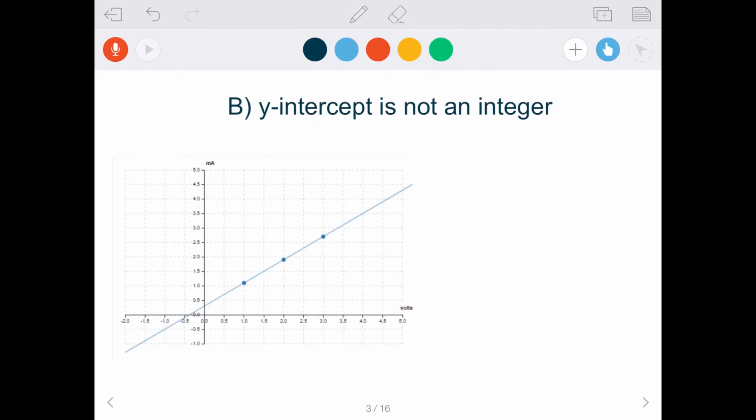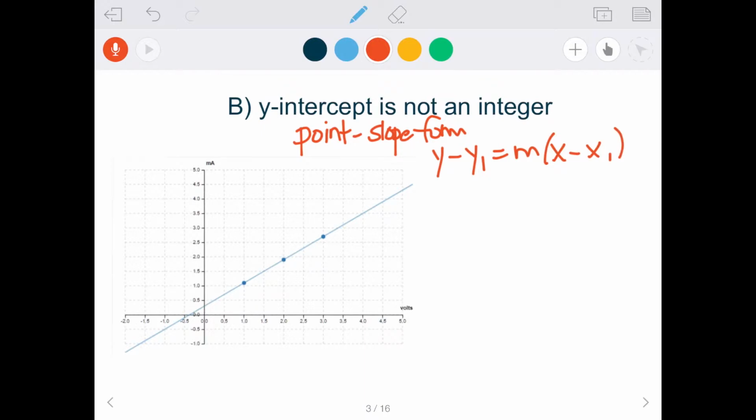If I don't know what the y-intercept is, then I have to use the point-slope form of the equation, which is y minus y1 equals the slope times x minus x1. So I need two things to do this. I need the slope, and I need one of the points. All right, so it looks to me that these are integers points. It's close enough.